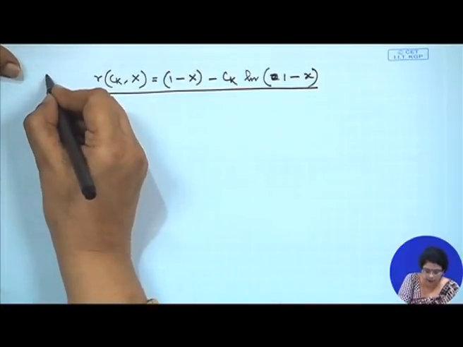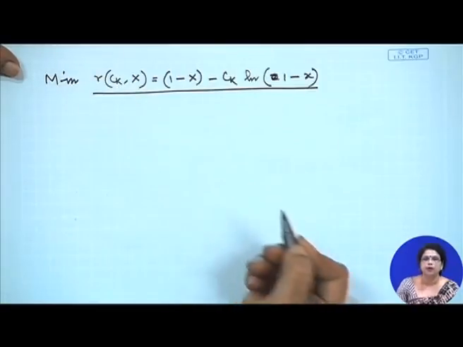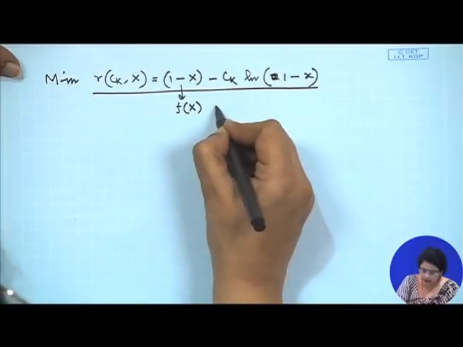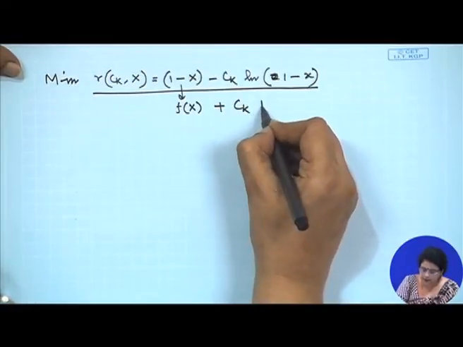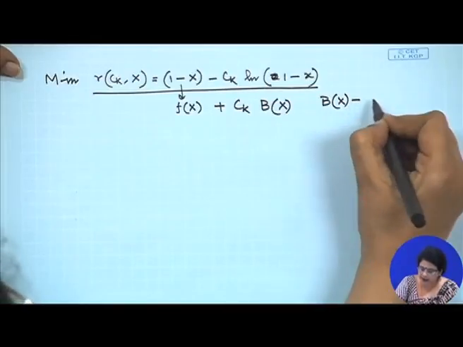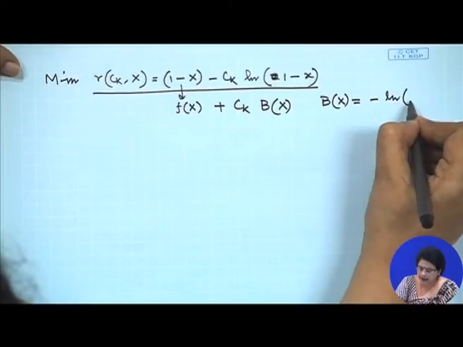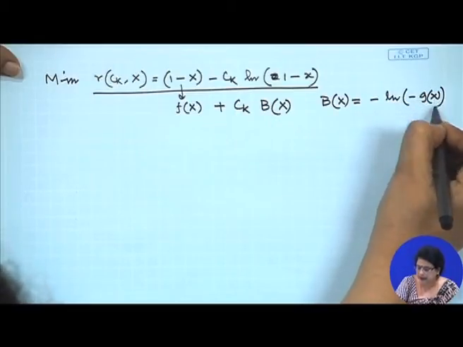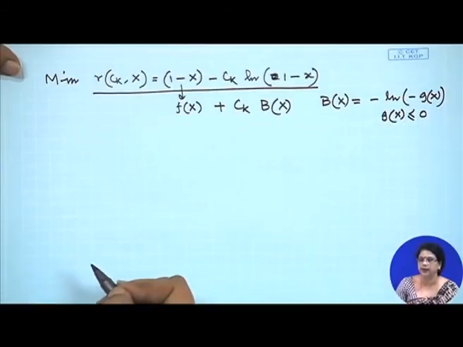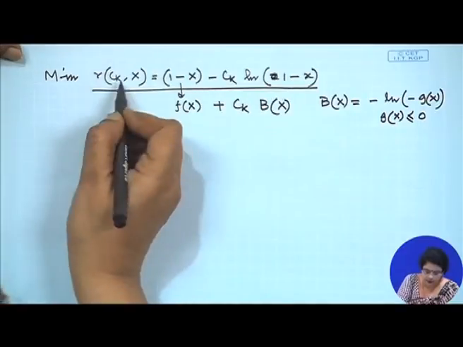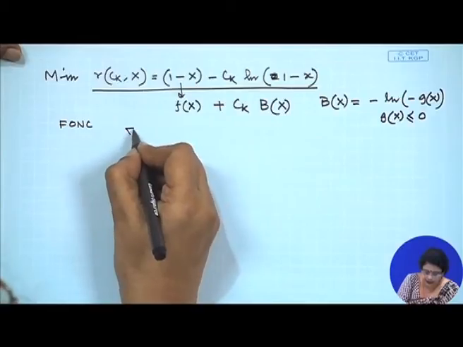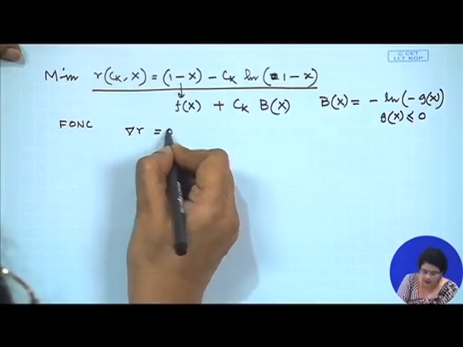Now, we have to minimize this objective function, where this is the function f(x) plus c_k times the barrier function, where the barrier function is equal to minus ln of minus g(x), where g(x) is of the form g(x) less than or equal to 0. Clear? Now, if I want to minimize, let us consider the first order necessary condition, then the gradient of r must be equal to 0.